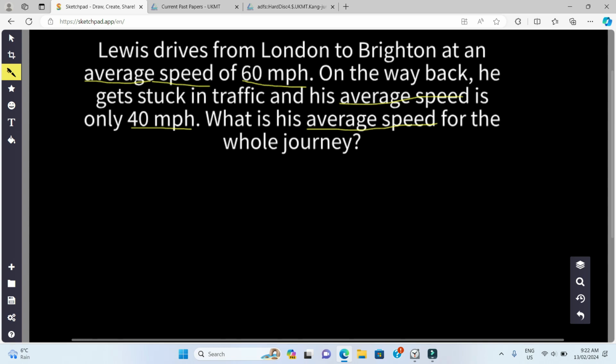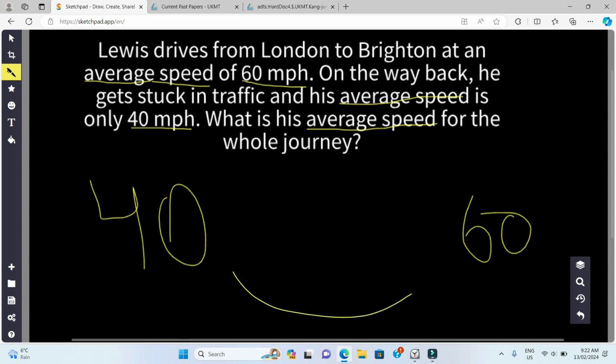So, what might people have thought is that, okay, 40, 60, add them, 100, and divided by 2, 50. And you can see it's exactly in the middle, 40, 50, 60. Or you can do it in your mind because it's easy. 40, 60, the middle way is 50.